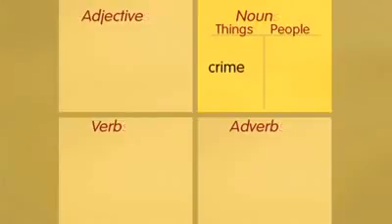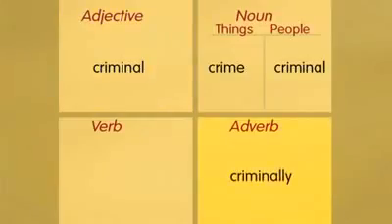Let's have a look at the crime word group. Crime is a noun. It's a thing. A criminal is a person who commits a crime. Criminal is also the adjective. We can describe something by using the word criminal before the noun. That was a criminal act. And we have the adverb criminally. To behave criminally is to behave in an illegal way. There's no verb from crime. We have to use the phrase to commit a crime. Okay, we'll come back to our table a bit later.